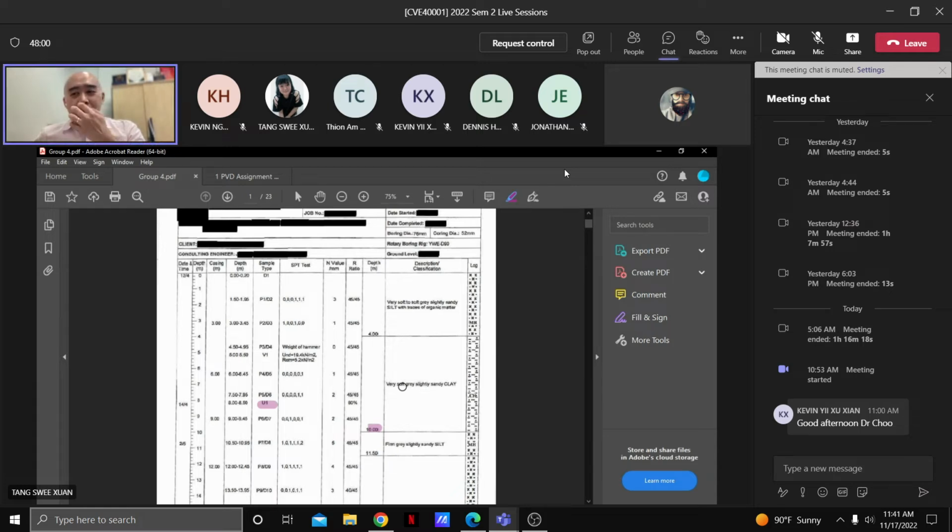Any other questions? Yes. Another one is, bulk unit weight, is it the same as saturated unit weight? You can just take it as the saturated unit weight.